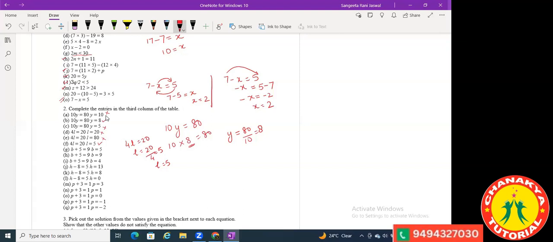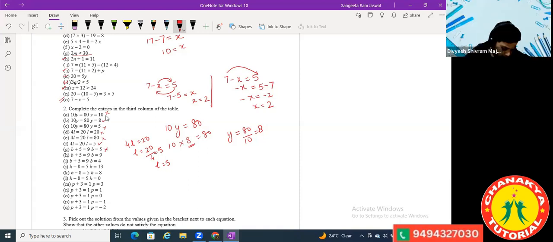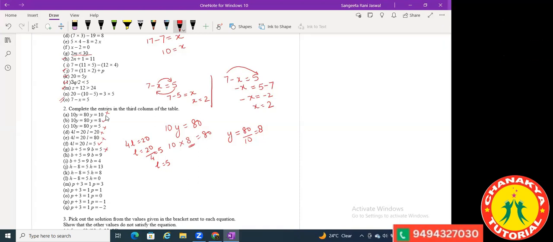Now see the next one. B plus 5 is equal to 9. Ma'am, it is not satisfied. It's wrong. It's not satisfactory. The answer will become 10, ma'am. So if 5 plus 5 is there, it will be 10, not 9.